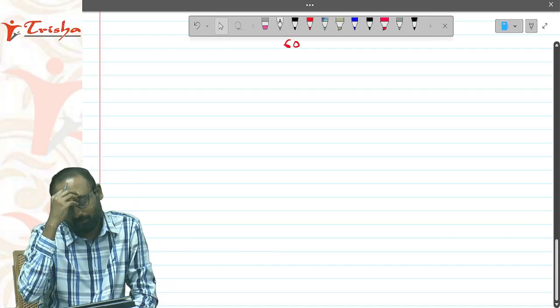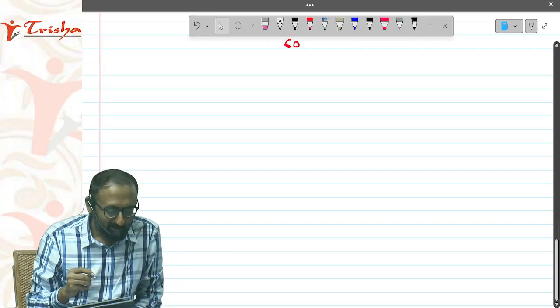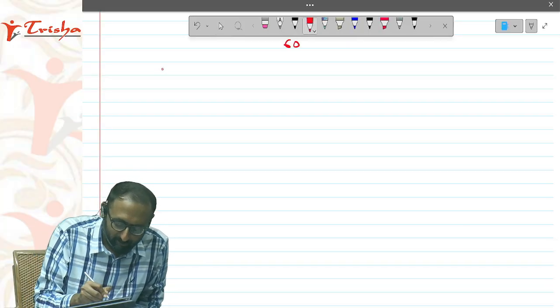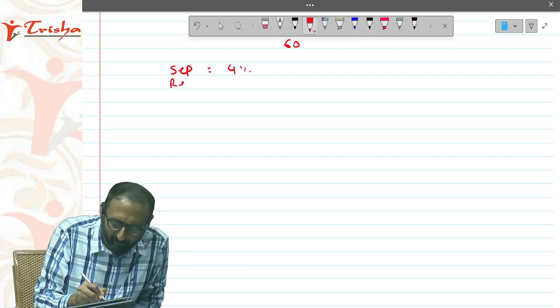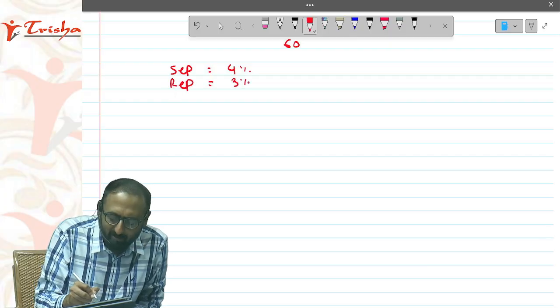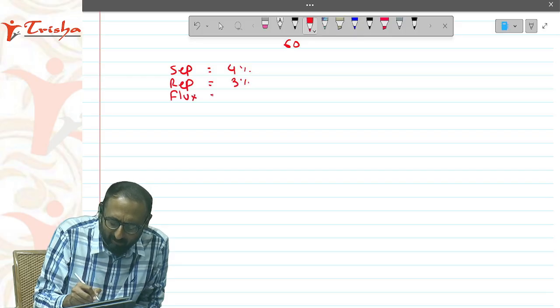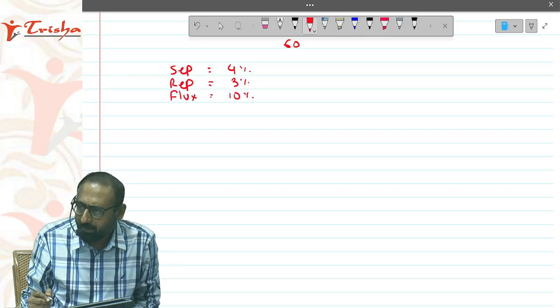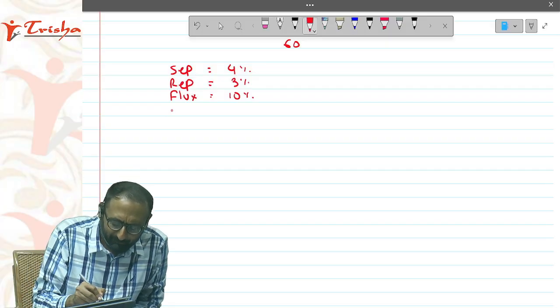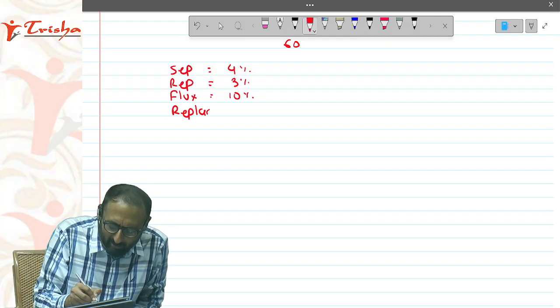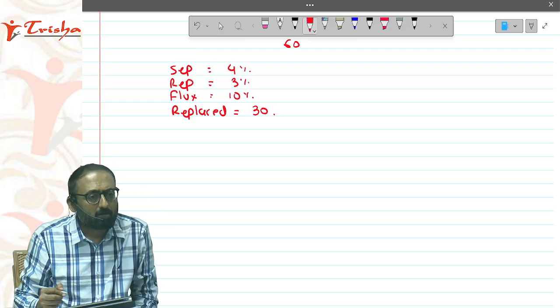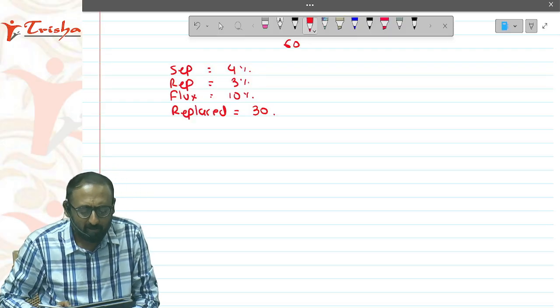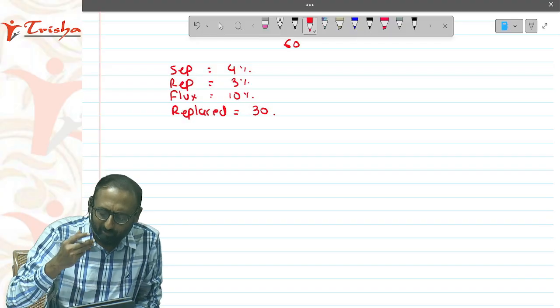Everyone please concentrate here. Tarak Mehta ka ulta chashma. It means that labor turnover by separation method is 4%. Labor turnover by replacement method given in the question is 3%. Labor turnover by flux method given in the question is 10%. And in that question it is given that number of workers replaced are 30. Number of workers replaced are how much? 30.